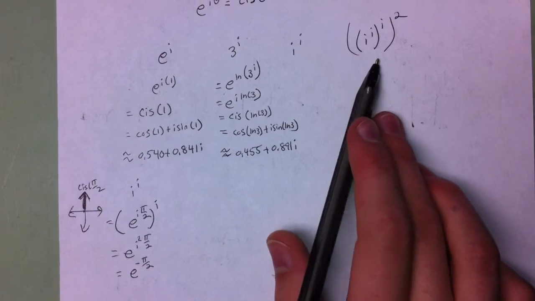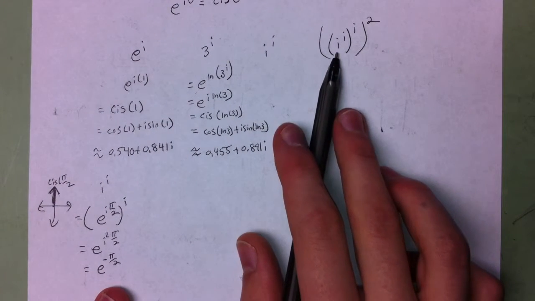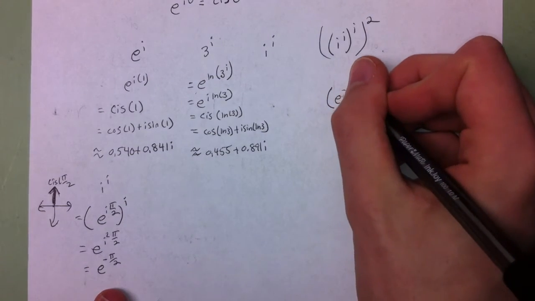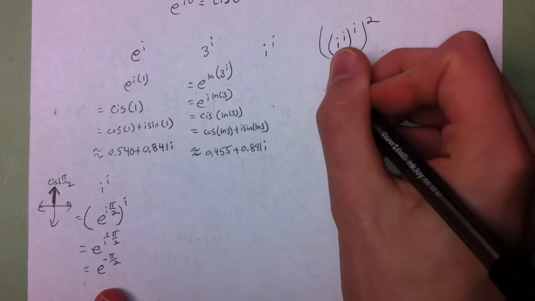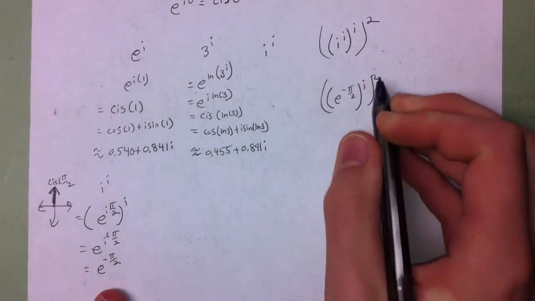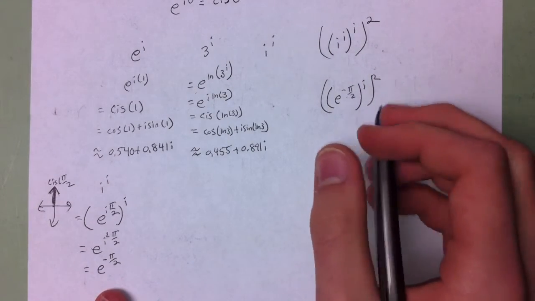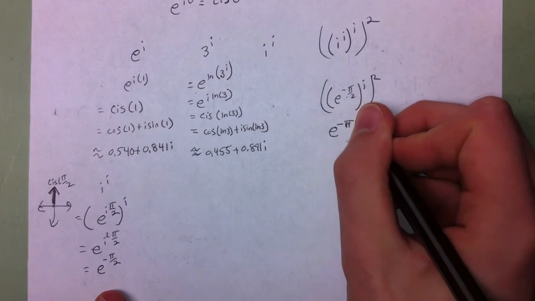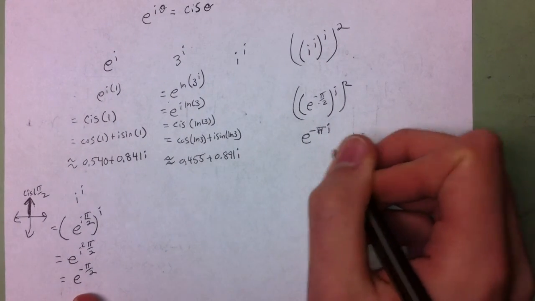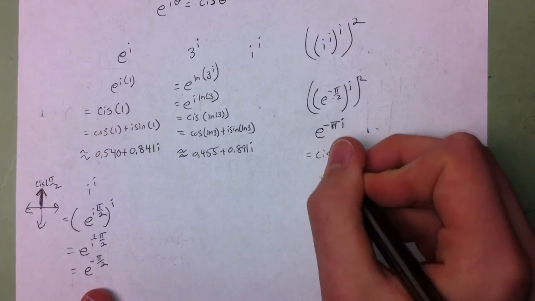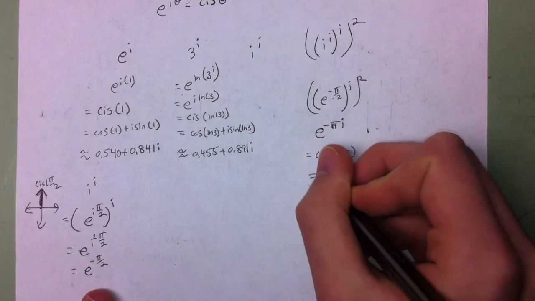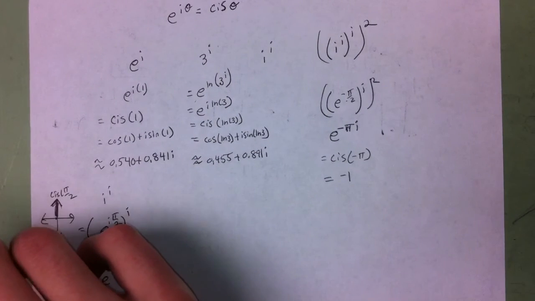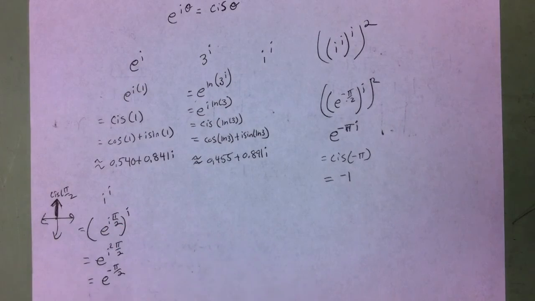So then for this problem, we can use that finding to substitute in for i to the power of i. So that gives us e to the negative pi halves to the power of i squared, and we can just multiply all these powers together to give us e to the negative pi i, which we know is equal to cis of negative pi, which is just negative 1. And so that is how you use Euler's form to simplify more complicated expressions.